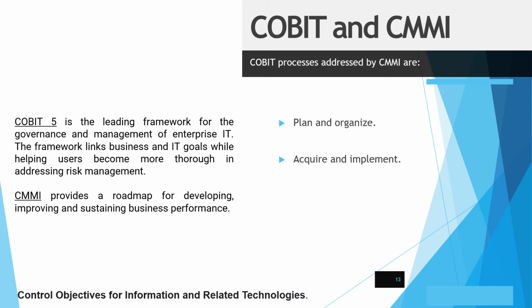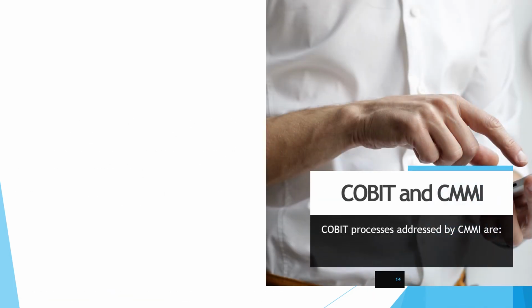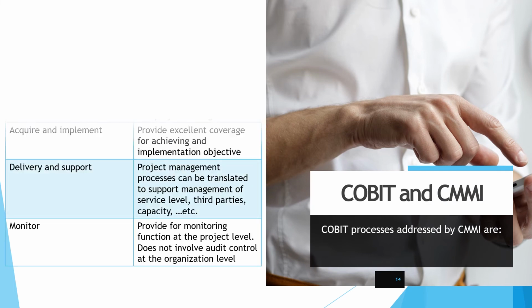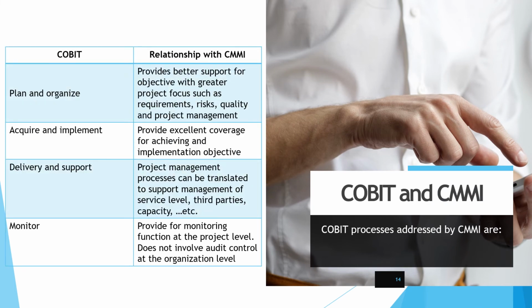Plan and organize, acquire and implement, deliver and support, monitor and evaluate. The COBIT processes addressed by CMMI are, for COBIT, plan and organize. The relationship with CMMI provides better support for objectives with greater project focus, such as requirements, risk, quality, and project management. Acquire and implement provides excellent coverage for achieving and implementing objectives.